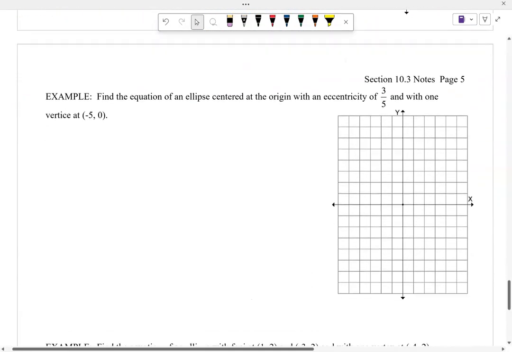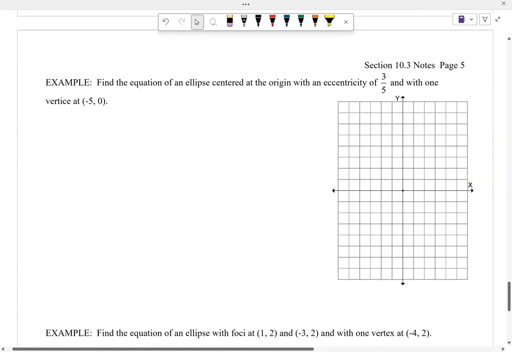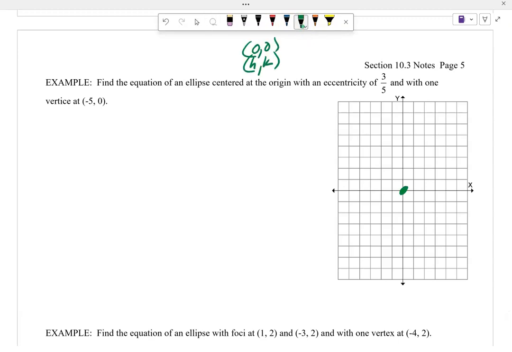Now this next one, notice they give, find the equation of ellipse centered at the origin. Let's go ahead and put the center right there. There's our h, k. So h, k is 0, 0. There's our center.